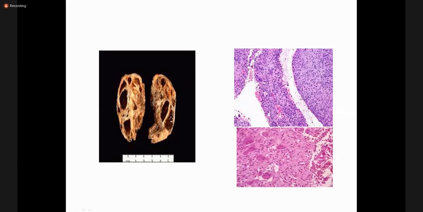And in ABC, there are blood-filled cystic spaces. In giant cell tumor, there are no blood-filled cystic spaces. And age is important. ABC usually occurs below the age of 20, and giant cell tumor usually occurs above the age of 20.